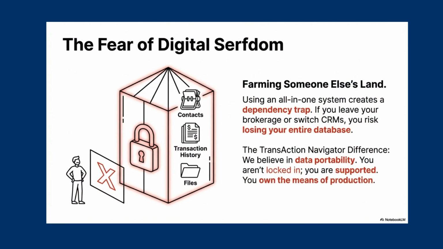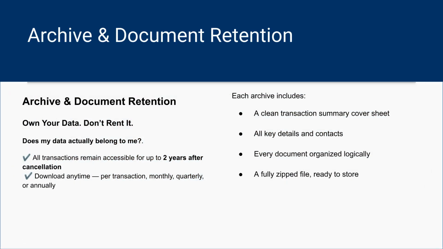Using an all-in-one system can lead to the fear of digital serfdom, risking data loss if you switch brokerages or systems, leaving you with the Hotel California feeling. You can check out anytime you like, but you can never leave. TransAction Navigator's archive and document retention system gives you peace of mind in knowing that all transactions remain accessible for up to 2 years after cancellation, and you can download a complete, organized archive anytime.